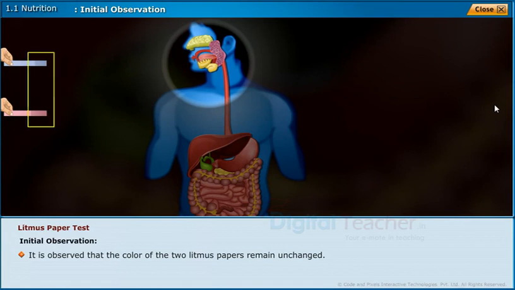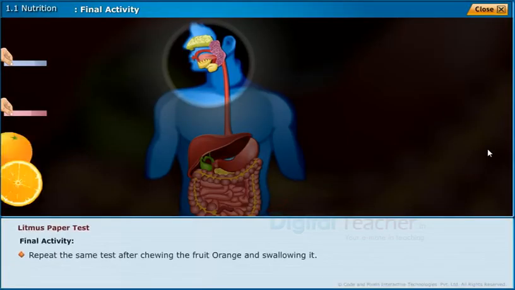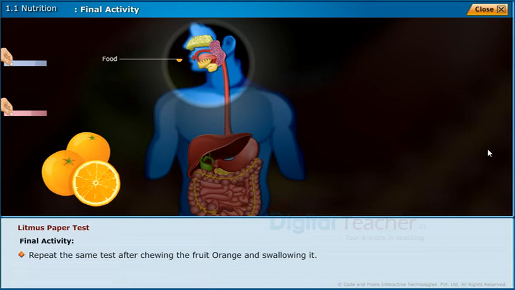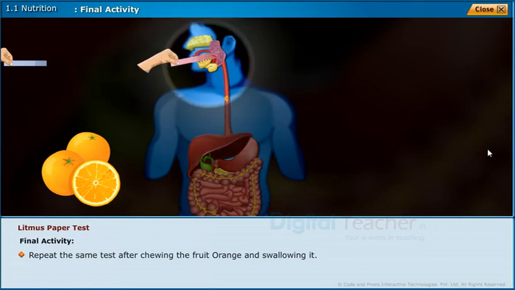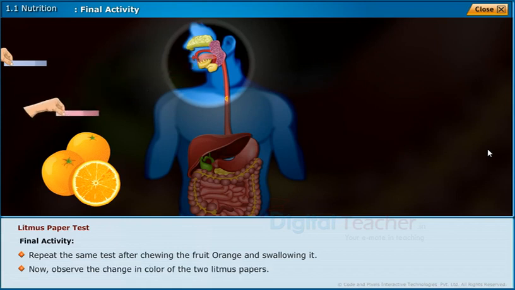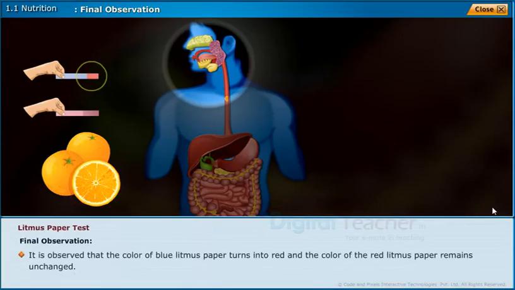Now, let us do an activity to learn about the nature of our saliva after chewing the food. Repeat the same test after chewing the food, orange, and swallowing it. Now observe the change in color of the two litmus papers. It is observed that the color of blue litmus paper turns into red and the color of the red litmus paper remains unchanged.